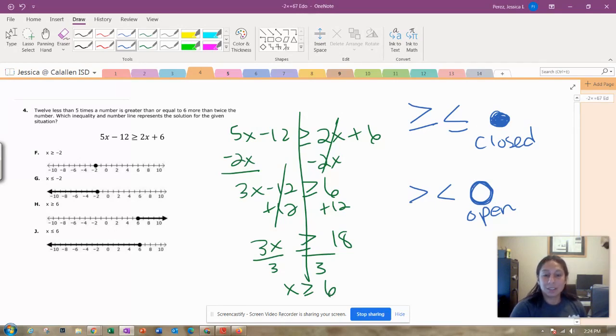So here it's greater than or equal to 6, which means it can be equal to 6. So it needs to be a closed circle on 6. So H and J are good. I'm going to cross out F and G.